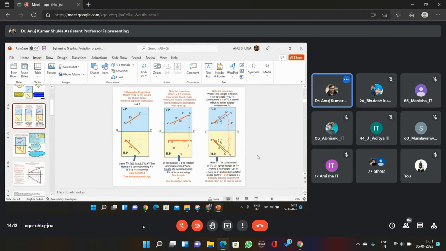Can you? I know it is a bit difficult, but if you apply the procedure now, you can get it very easily. There are many procedures available to get the true length. But how to get true length in the drawing itself is very explanatory. You can see here the procedure itself provides an explanation of how you will get the true length.